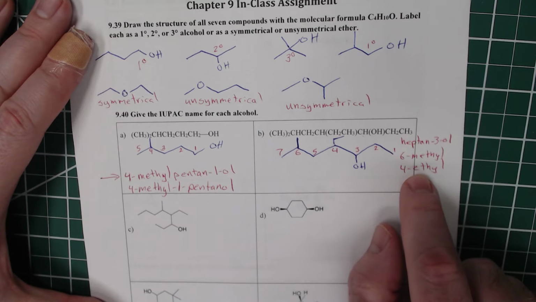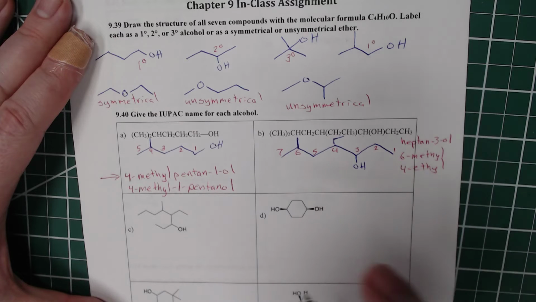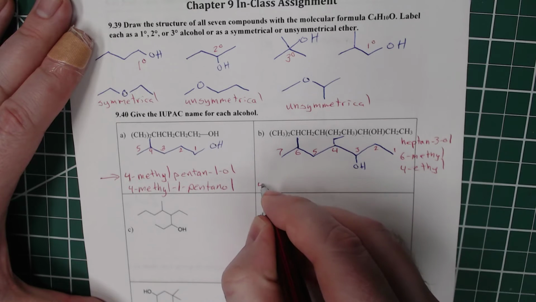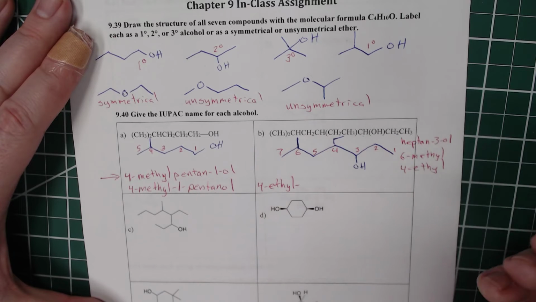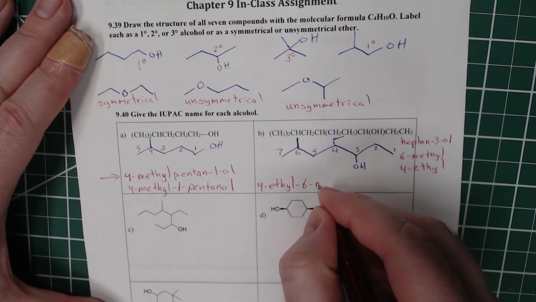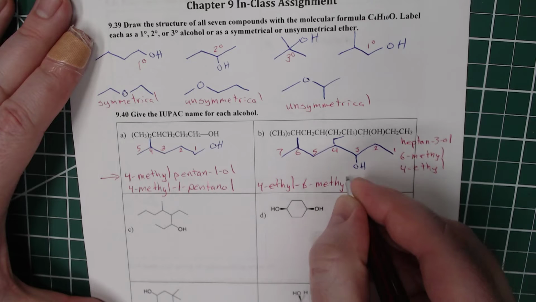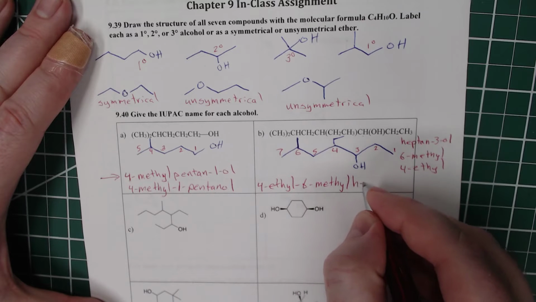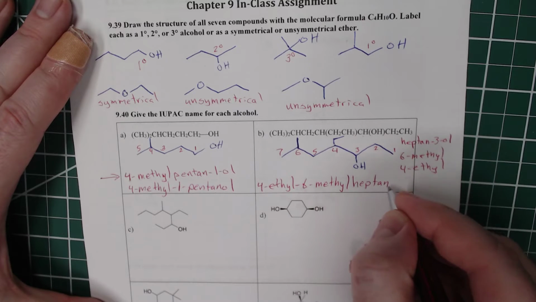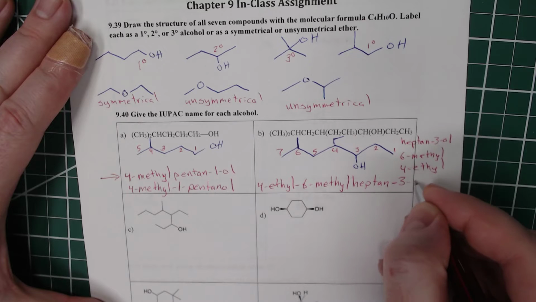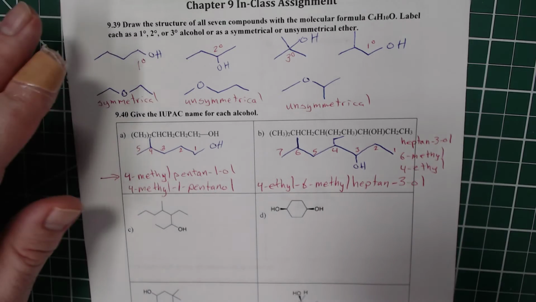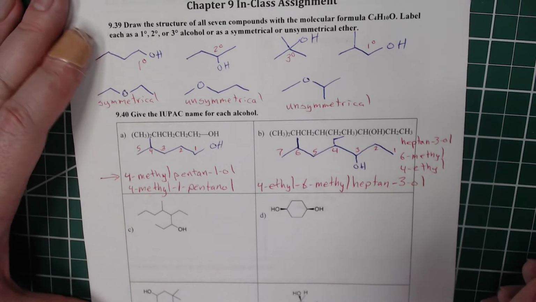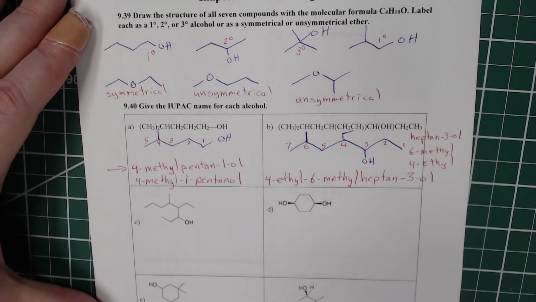All right, when we put that all together, the heptan-3-ol is going to go at the end. The methyl and ethyl are going to go out front. We want to do them alphabetically. So ethyl comes before methyl. So this will simply be 4-ethyl-6-methylheptan-3-ol. Okay, so that one, not too bad.